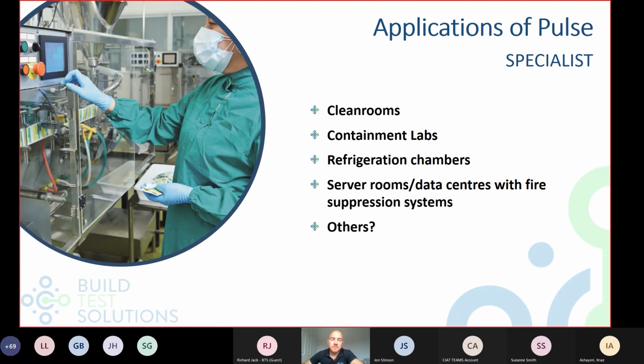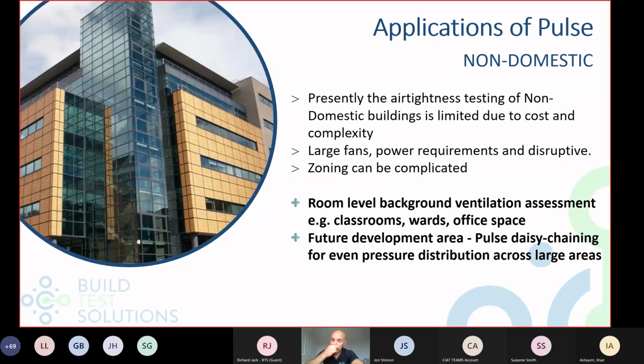So yeah, testing at individual office spaces or classroom level, thinking about COVID risk assessments and that side of things. And related then, non-domestic applications. Again, something that is a future development area for Pulse, but you can daisy chain air receivers to deliver an even pressure distribution across a large area. So yeah, there's huge scope there as well.